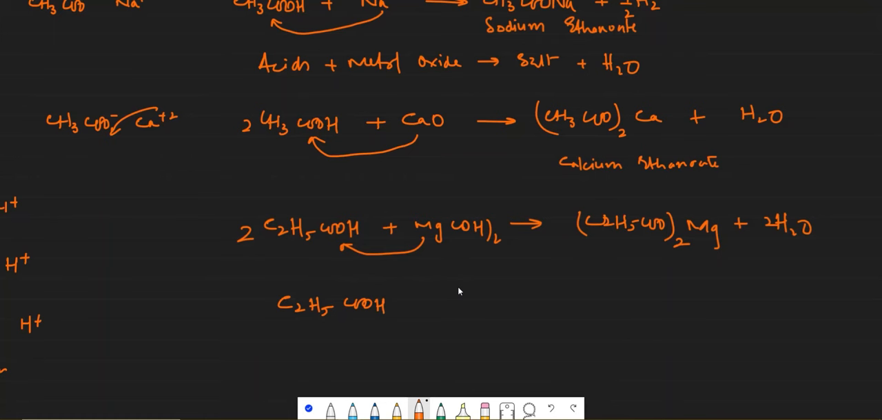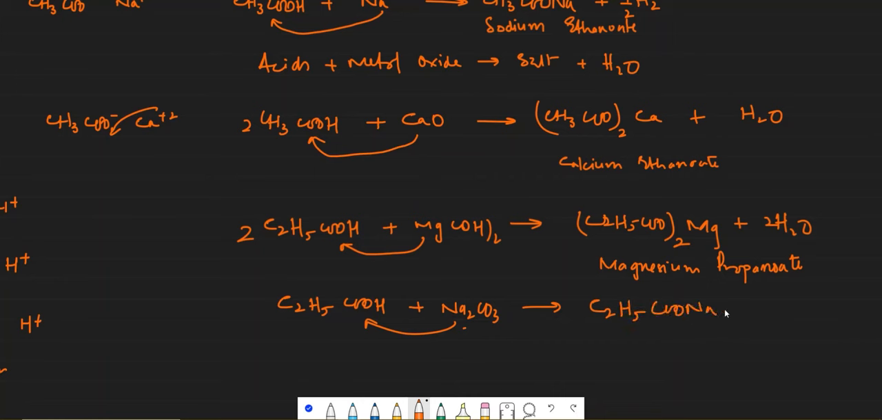Let's take propanoic acid again. By the way, this would be magnesium. This is propanoic acid with its hydrogen removed, so this would be propanoate. Okay. C2H5COOH reacting with, let's say, sodium carbonate Na2CO3. So metal will hit the negative ion of the acid. Sodium has +1 charge. C2H5COO has -1 charge. So there won't be any brackets here. Simply sodium will be attached over here. Okay, and there will be carbon dioxide formed and water will also be formed. So this is how acids react.